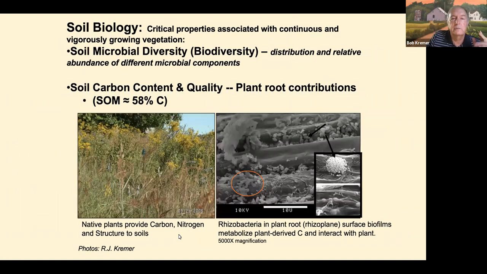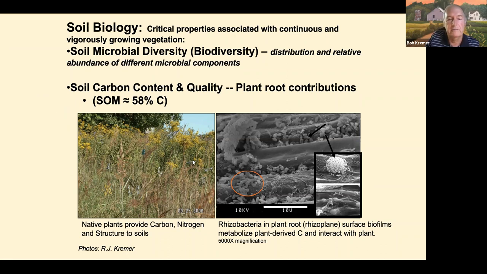So the two critical components for soil biology and ultimately soil health are, of course, the soil microbial diversity, which is the distribution and relative abundance of these components, and soil carbon content and quality. Very important, because soil carbon drives the metabolism in the soil for almost all the microbes, except for those that can live off of carbon dioxide or certain minerals. So it is very important that you have these two components in the soil in order to have a good functioning soil that supports the vegetation on the landscape.